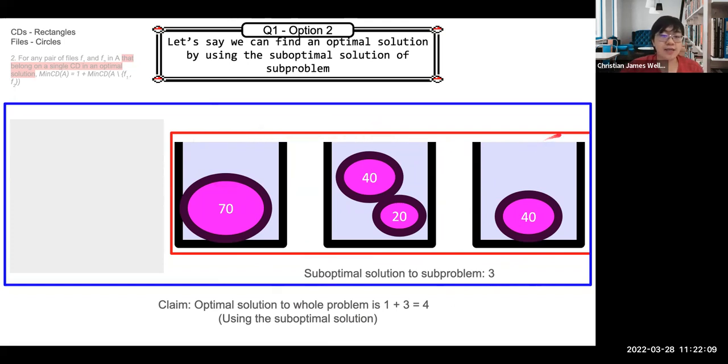And by using this suboptimal answer, you can construct an optimal solution. Because we are proving by contradiction, we assume that it is possible to do so, to get the optimal answer by only using something that is not optimal. Okay?